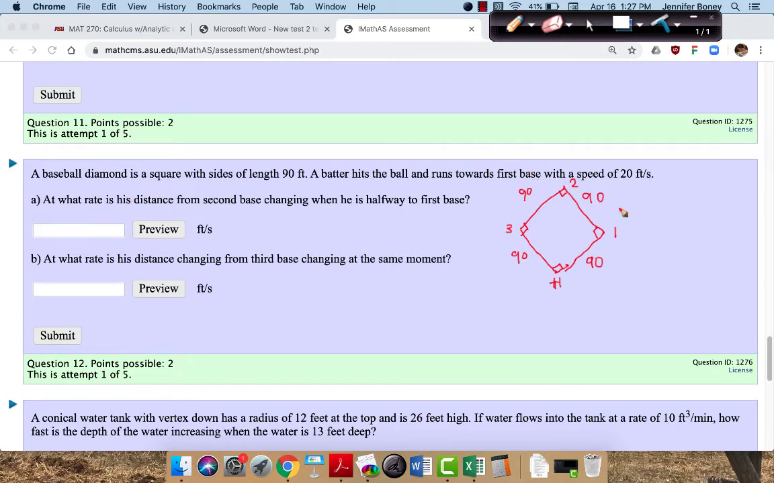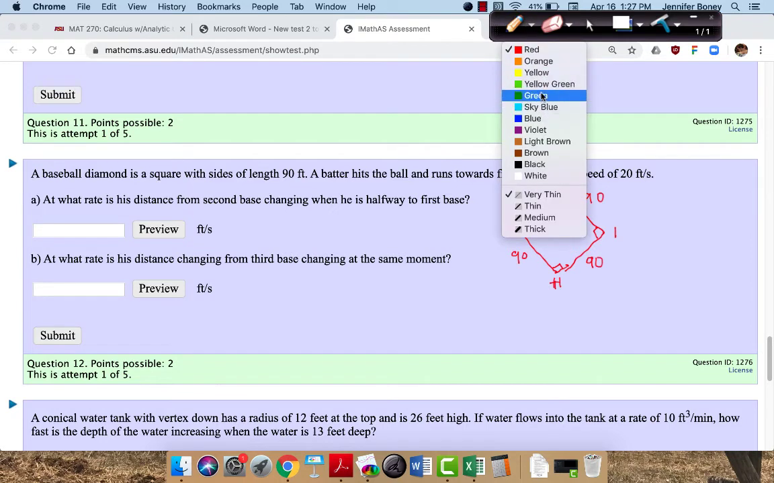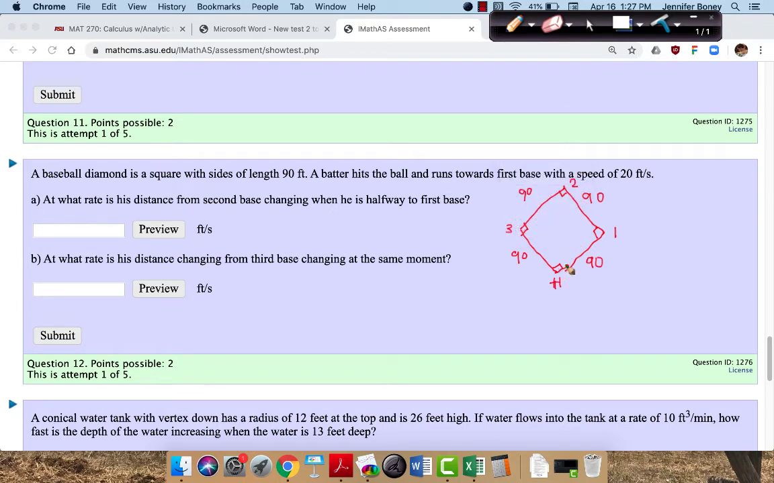So the batter hits the ball and runs towards first base with a speed of 20 feet per second. So the batter starts here and is running this direction. After just a second or so, they'll be up a little ways. So they've still got a ways to go to first base, and it's farther to second and third along the path. But this question asks, at what rate is his distance from second base changing when he's halfway to first base? It's not talking about his distance along the path, because that would just be this 20 feet per second.